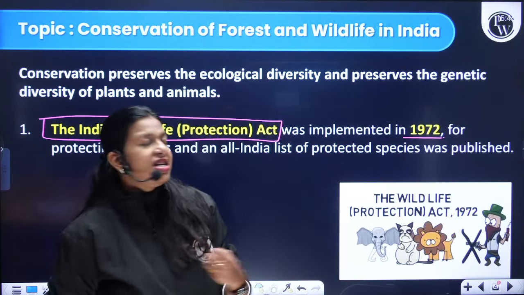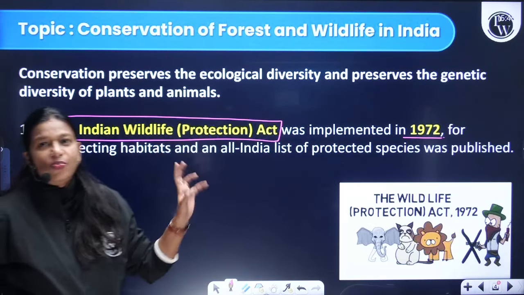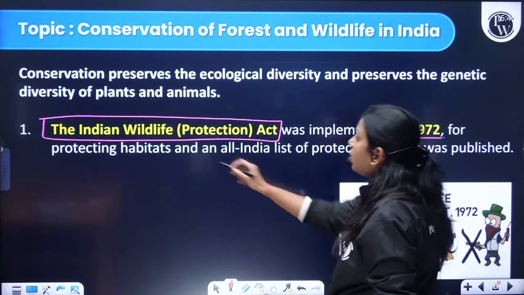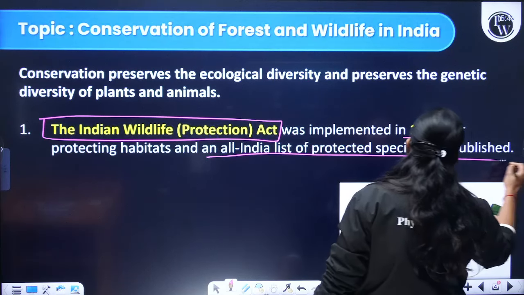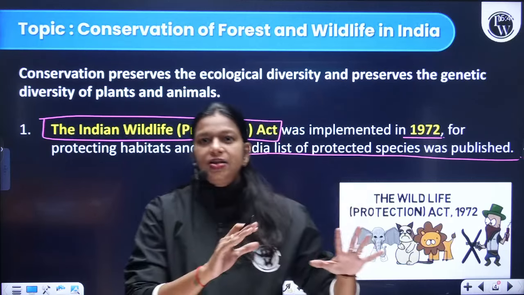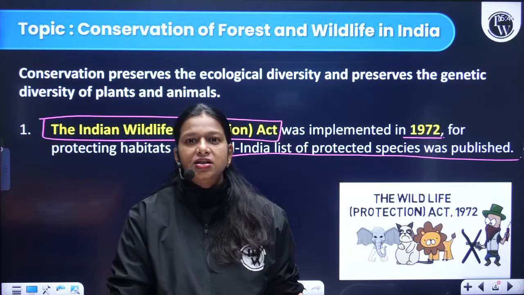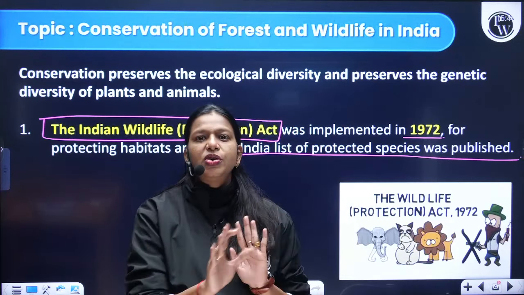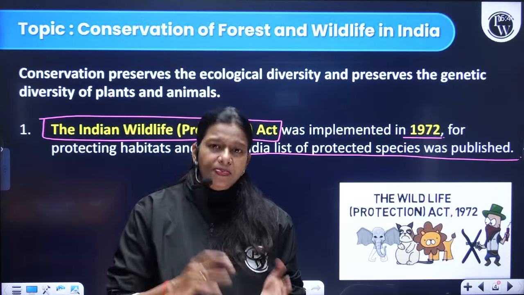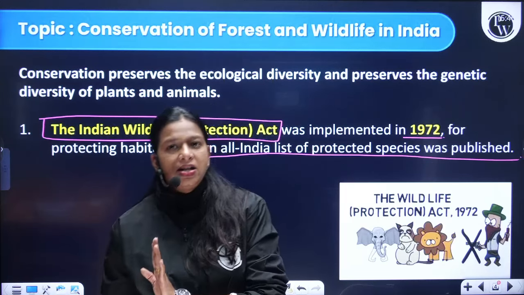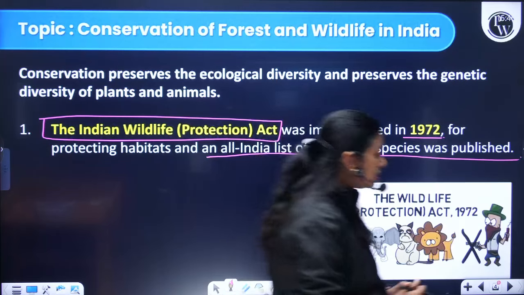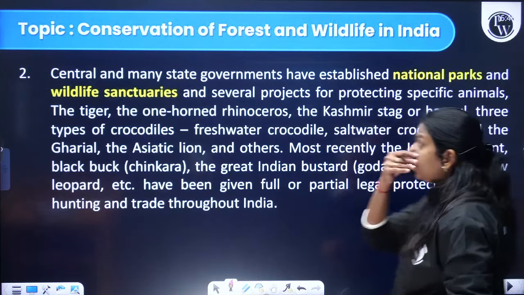So we initiated this Indian Wildlife Protection Act in 1972 for protecting habitats, and an All India list of protected species was published. So a list of animals was presented, that we are going to protect these animals primarily to start with, and then as we move on, we are going to extend the list, include more and more animals. So that was the first and foremost step into protecting the forest.